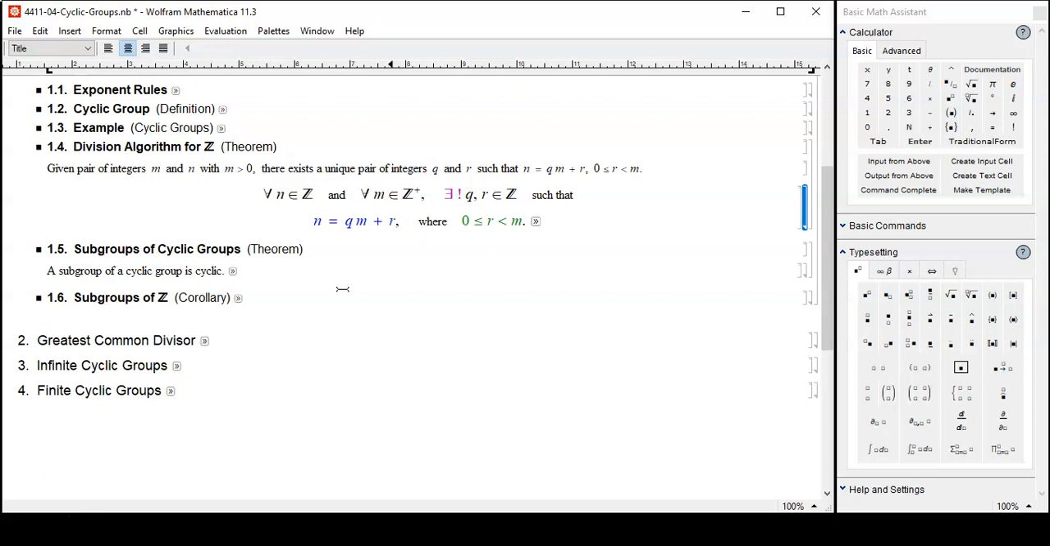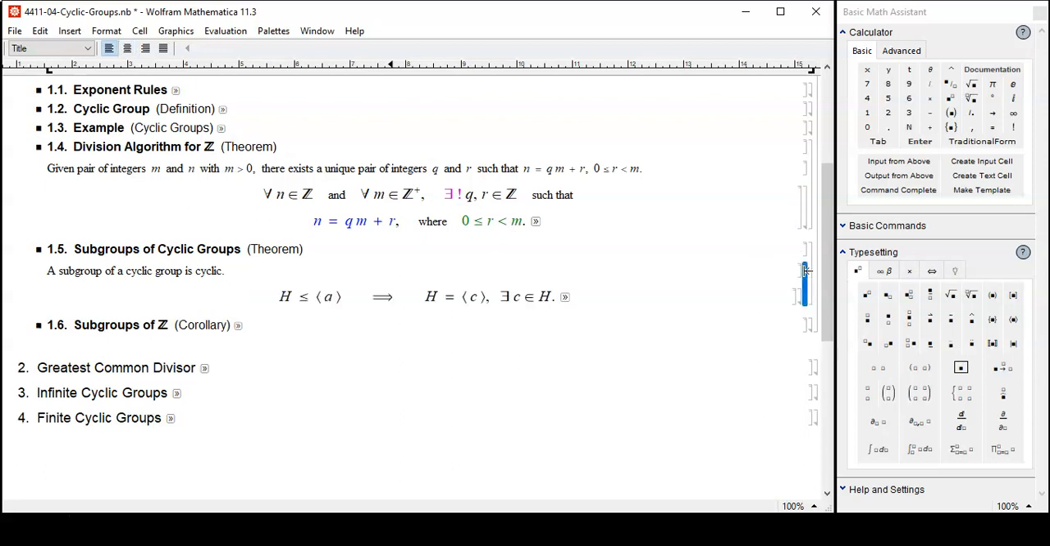A subgroup of a cyclic group is cyclic. Well, let's paraphrase this symbolically, maybe that'll help. Let's begin with a cyclic group generated by A, and let's take an arbitrary subgroup H from there. The theorem says this H can be generated by a certain element C from H. Our aim is to find such C.